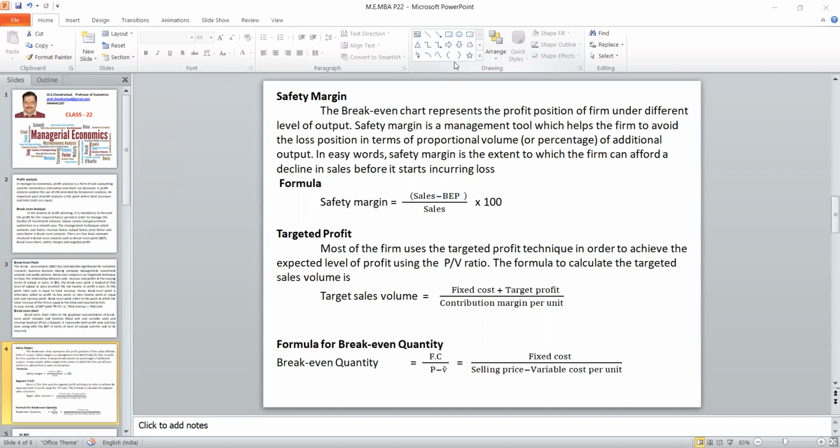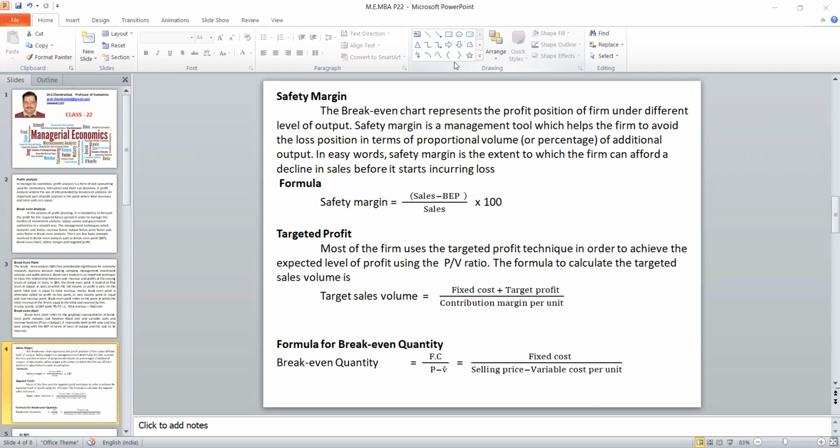Now, coming to the actual part of the answer. First, let me give the formula for break-even quantity. It's nothing but FC divided by P minus V bar. What is FC? Fixed cost. What is P? Selling price. And V bar is variable cost per unit. This is the formula to calculate the break-even quantity. How much output is needed to reach the revenue which will equalize the cost? That quantity is called the break-even quantity.